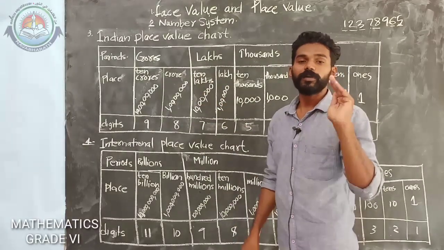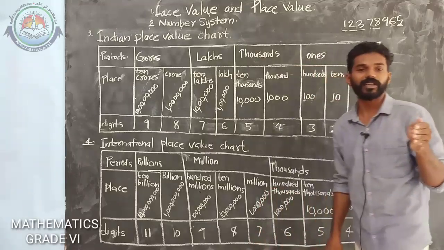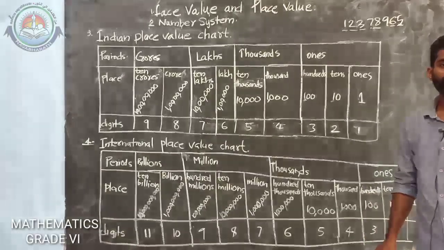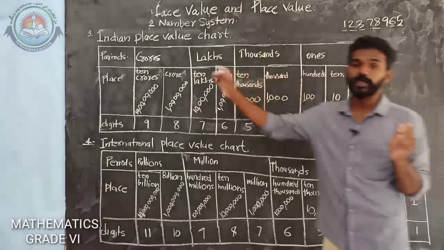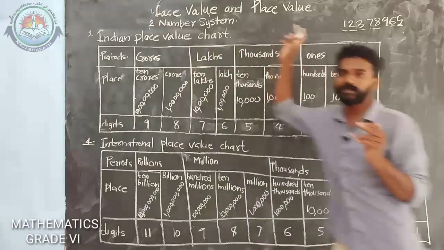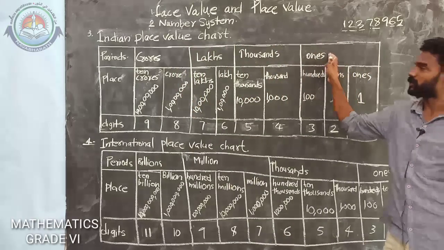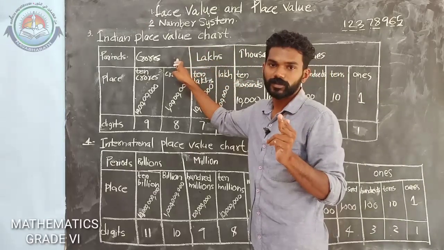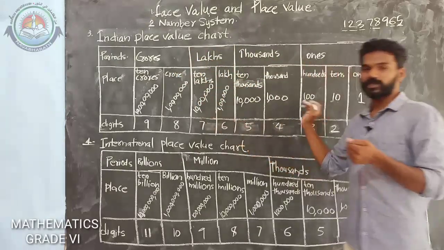This is how place values are assigned in the Indian number system. So what is the order of periods in the Indian number system? You can see that the order of periods starts from ones, then thousands, lakhs and crores. And what is the order of place values?